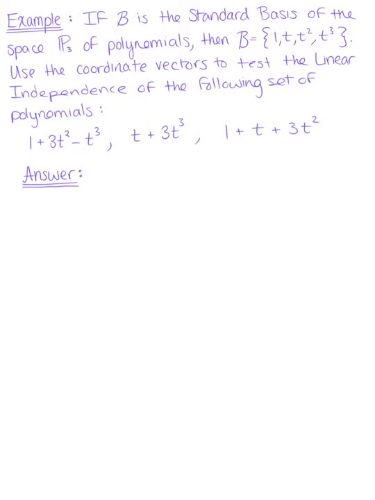So here we are using the standard basis of the polynomial space P sub 3. We have our basis B defined as 1, t, t squared, t cubed, and we want to use the coordinate vectors to test the linear independence of the following set of polynomials. So what we want to do here is, again, take each one of these polynomials and think about their coefficients to rewrite them as a vector.